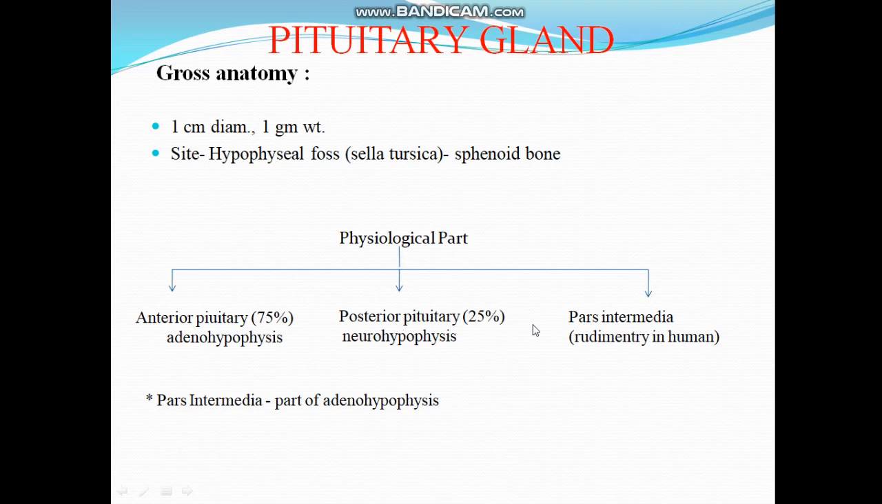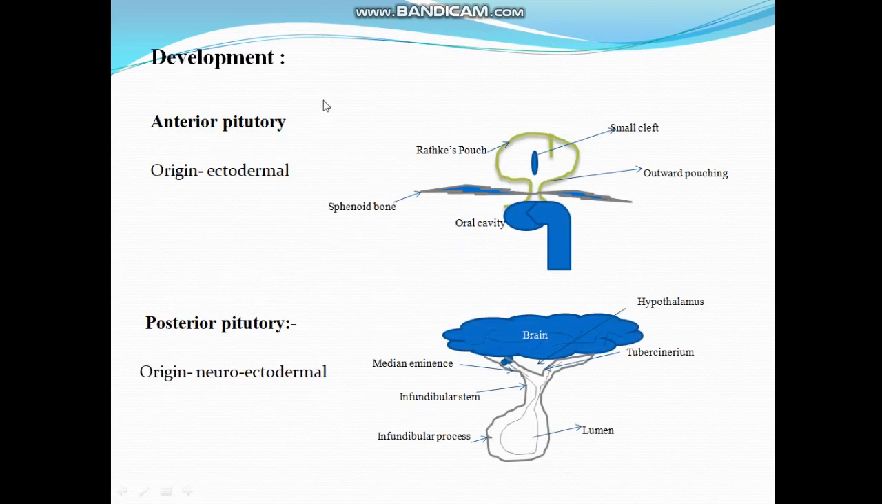The third part, the intermediate part between the anterior pituitary and posterior pituitary, is called the pars intermedia. Pars intermedia is rudimentary in human beings, but is found active in lower animals. We will discuss this pars intermedia later on. Basically, pars intermedia is part of the anterior pituitary gland.